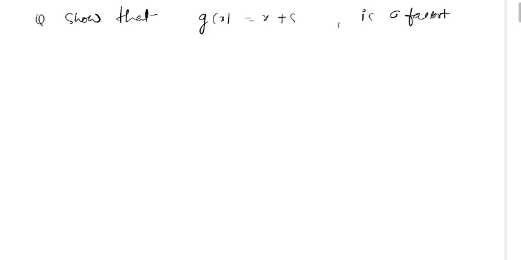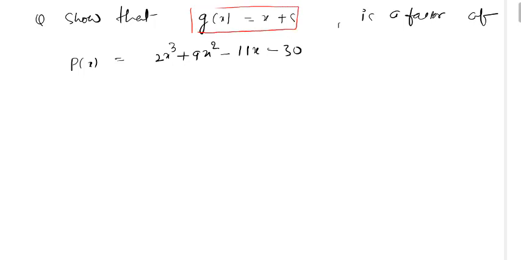Okay dear students, another question we have. Show that g of x, x plus 5, is a factor of p of x. What is that p of x? 2x cube plus 9x square minus 11x plus 30. Sorry, this is minus 30. We have to show that this g of x is a factor of this equation. This we have to say.